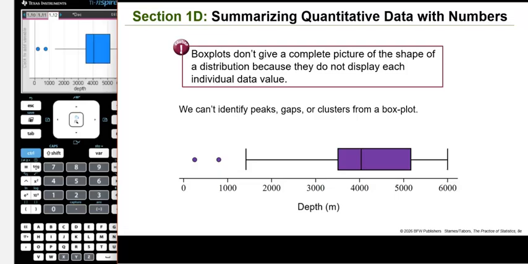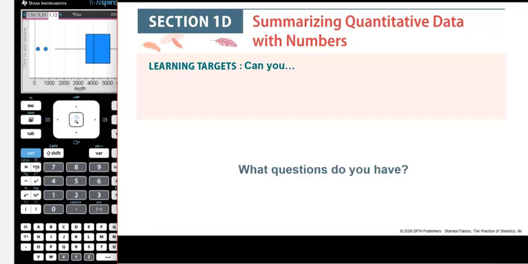It tells you if there's outliers. If you want to know, hey, are there outliers? Just graph it, box plot it in your calculator, and you can tell if there's outliers or not. They use the 1.5 IQR rule that we usually use. Okay, good. That's your lesson for today.